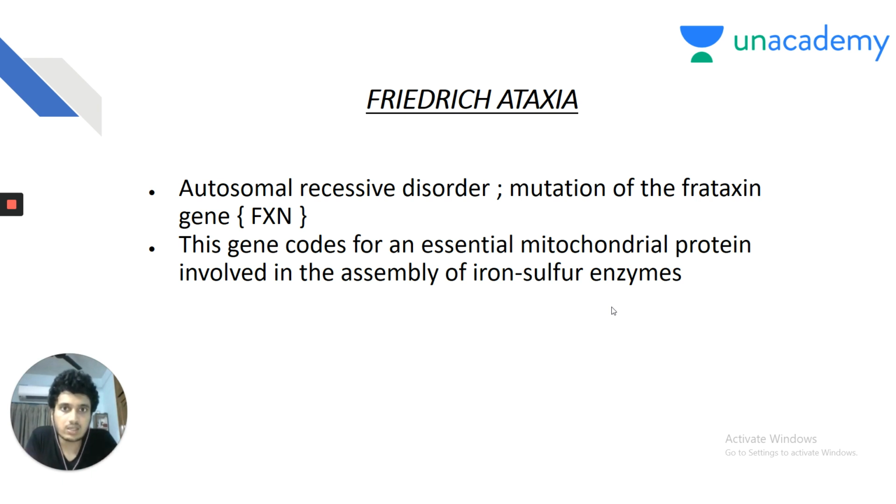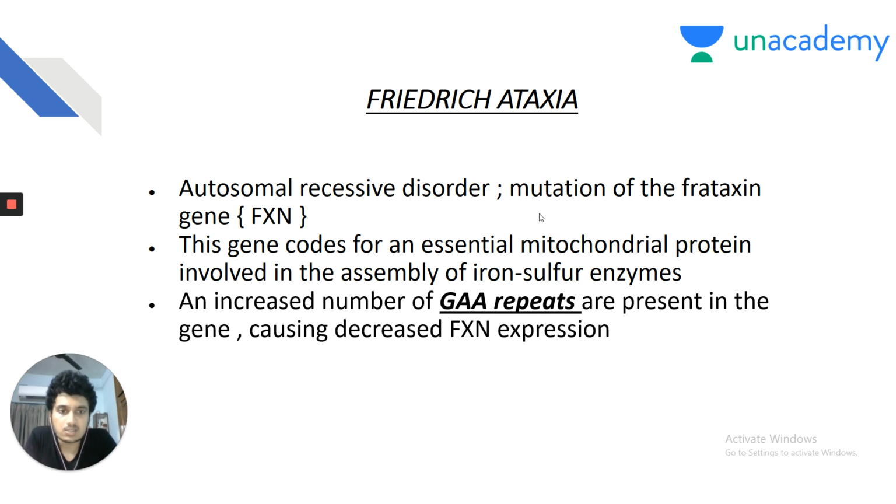There was simply ataxia and progressively increasing weakness of the lower limb and upper limb, and there are skeletal deformities of kyphoscoliosis and pes cavus. So, it is an autosomal recessive disorder caused by mutation of the frataxin gene, the FXN gene. This gene codes for an essential mitochondrial protein involved in the assembly of iron-sulfur enzymes. So, why is it important? It is important because it is involved in the pathogenesis of the disease. An increased number of GAA repeats are present in the gene, causing decreased FXN expression. So, my dear friends, the increased number of trinucleotide repeats, GAA repeats, is very important in the pathogenesis of Friedreich's ataxia.